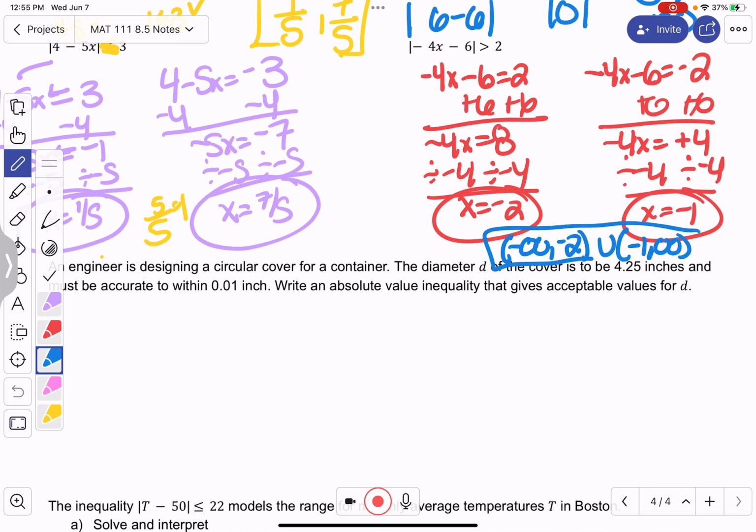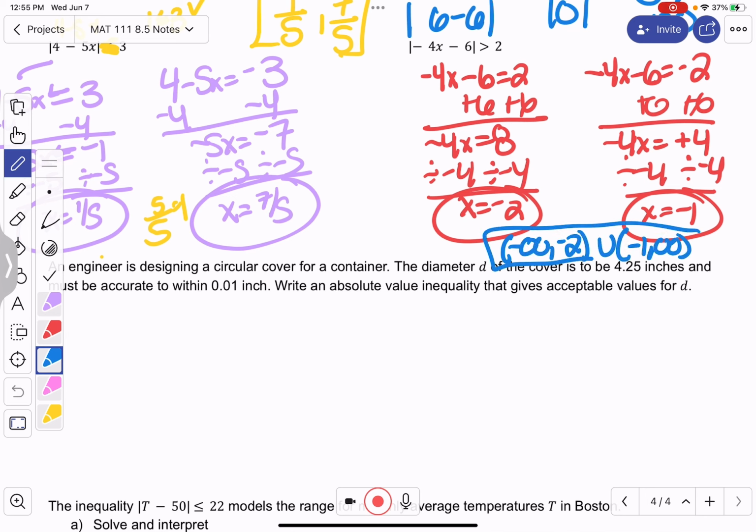All right, let's look at this one. The inequality absolute value of T minus 50 is less than or equal to 22. It models the range for monthly average temperatures in Boston. Solve and interpret. Well, if we solved, we would do positive 22, where we add 50 to both sides, so we would get T equals 72. And if we did negative 22 and add 50 to both sides, we get T equals 28. So the interpretation is the average temperature in Boston falls between 28 and 72 degrees.